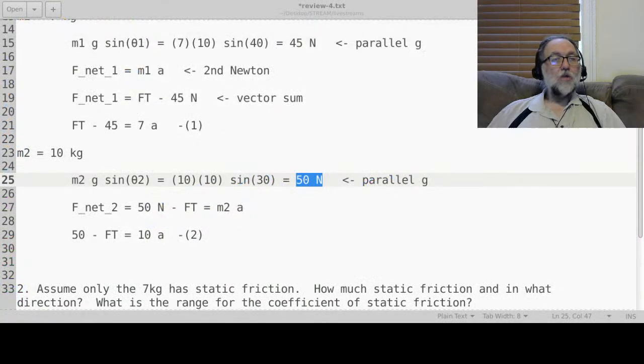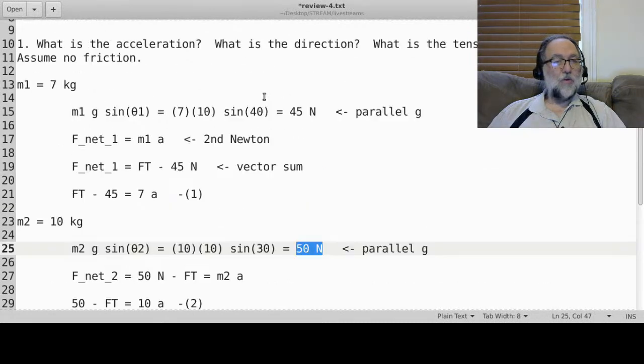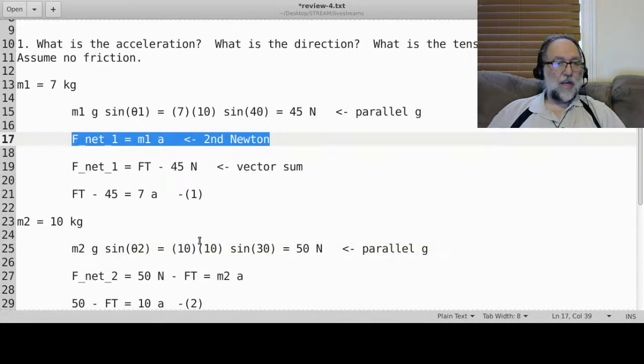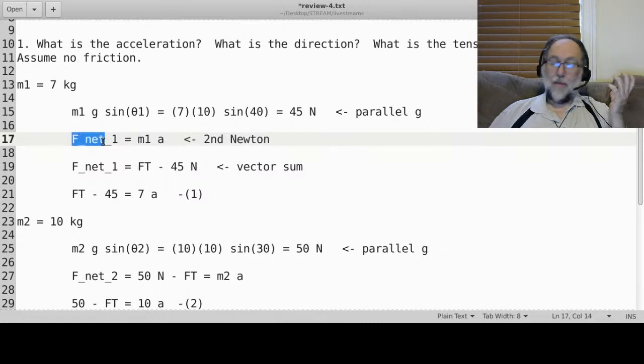When we do that now, for each one of the masses, we're going to make use of Newton's second law. And what does Newton's second law say? It says that F net is equal to ma.